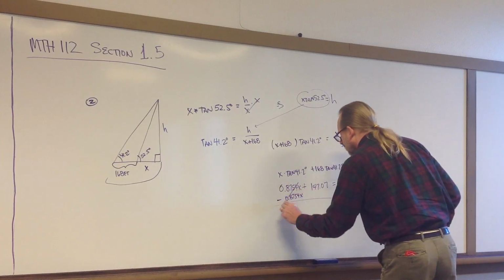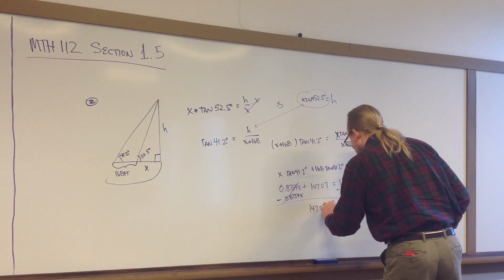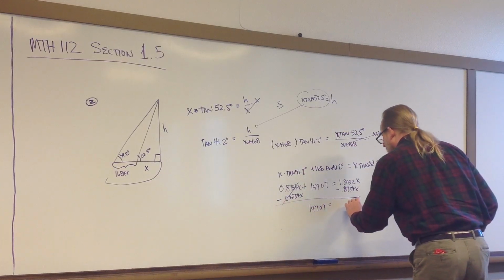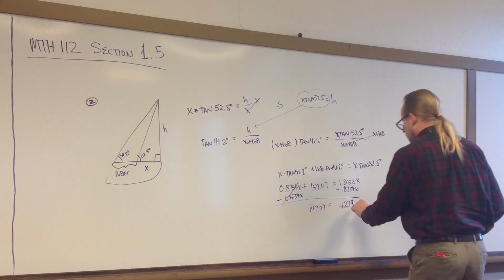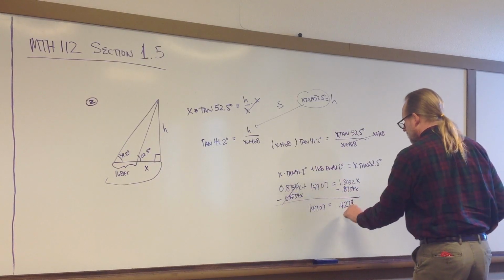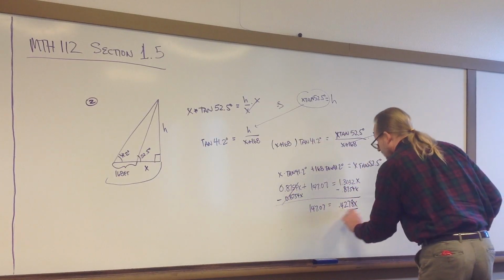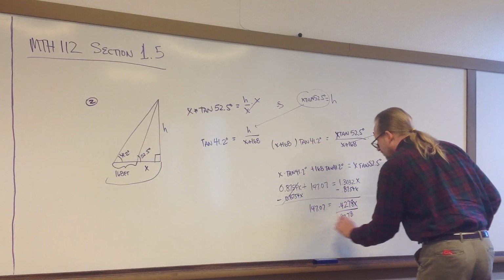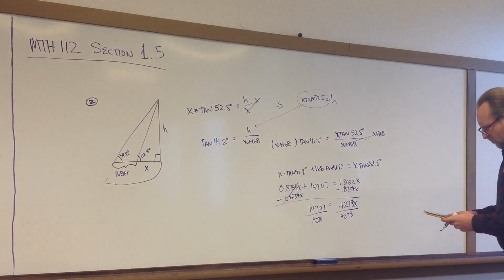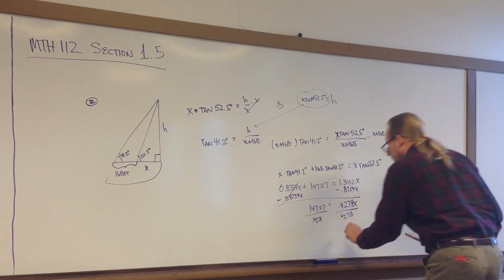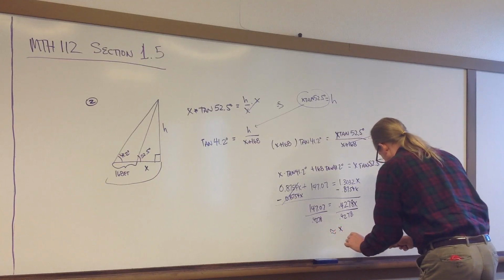So on both sides, let's subtract 0.8754x. Those will cancel out, leaving 147.07. Over here, what are we going to get? 1.3032 minus 0.8754 gives us 0.4278. Okay, so divide on both sides by 0.4278. So 147.07 divided by 0.4278, and we get x is approximately 343.789.